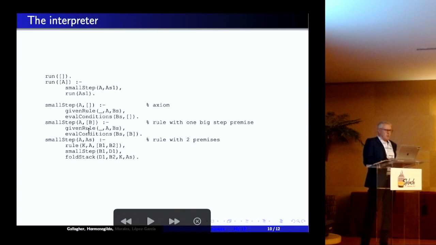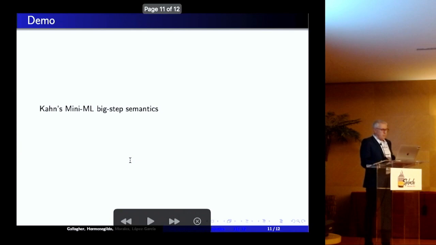So the interesting case is this one. If you've got a rule with at least two premises, and the first one is a big step, then you do a small step on the first premise, B1, and then there's an operation to try to fold that to get the remaining step encoded as a single big step, A's. And that could also terminate, so we can't say single bracket A1 or something. We have to say it's either empty or a single goal.